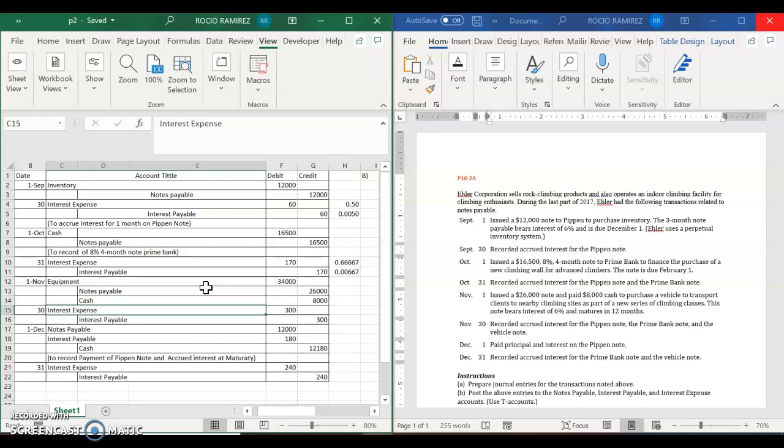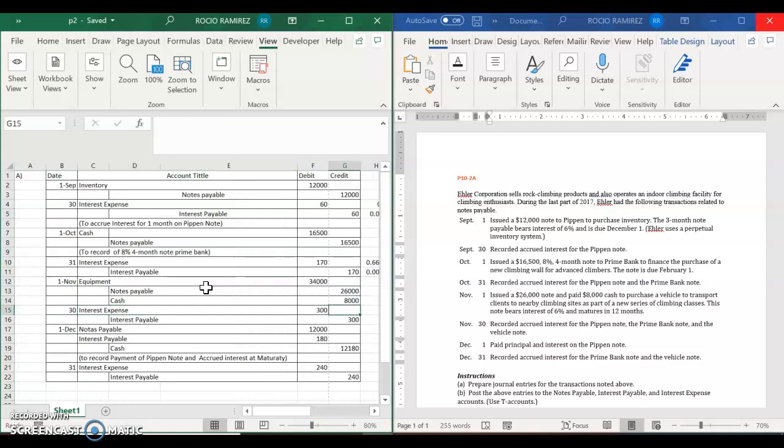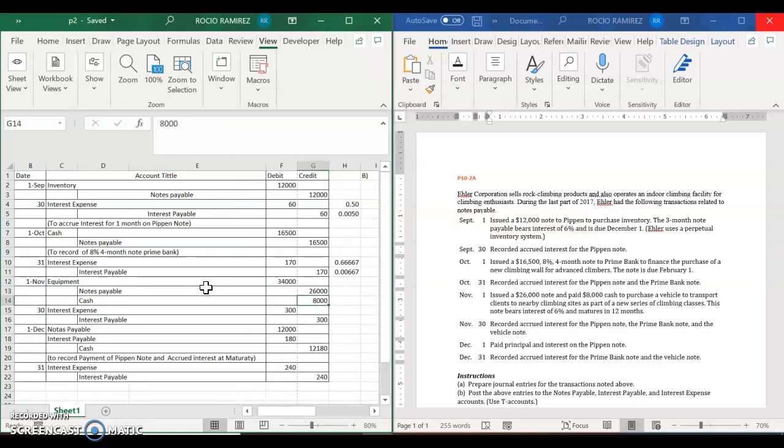For the next transaction on November 30, we are going to record accrued interest for the pipe note, the prime bank note, and the vehicle note. So we have to record the accrued interest for the 3 notes that we have open right now. We already know the amount for this one, and then we have to calculate the interest for this note.